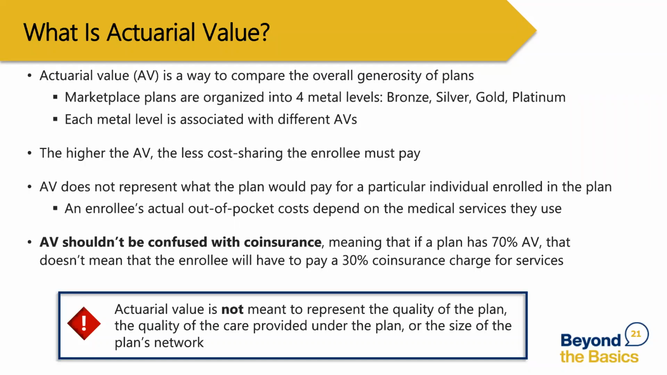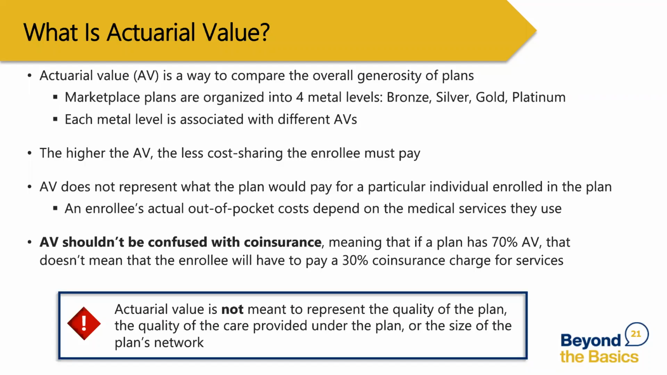It's important to note, AV does not represent what the plan would pay for a particular individual enrolled in the plan. An individual is going to have their own experience based on what their costs are and what services they use. But it is a way of comparing plans over a bigger population. It also shouldn't be confused with coinsurance. It can be confusing because actuarial values are expressed in percentages, and coinsurance is also expressed as a percentage. But if a plan has a 70% AV, that doesn't mean that the plan pays 70% and the enrollee pays 30%. It's totally separate from coinsurance.